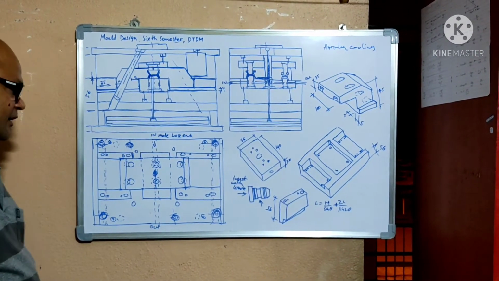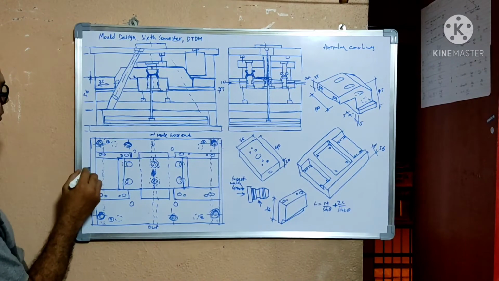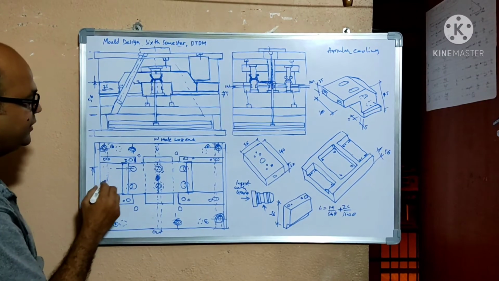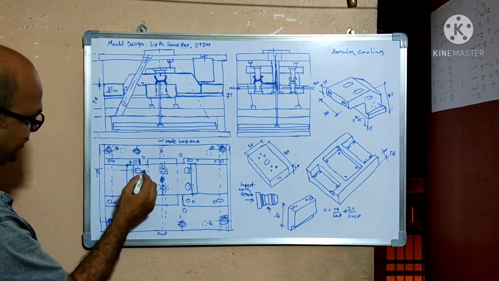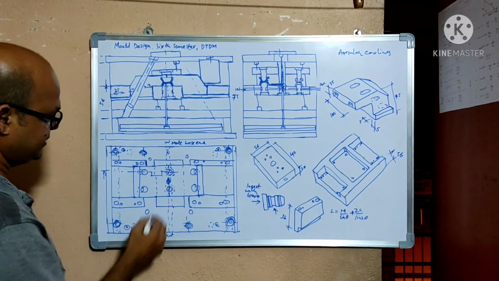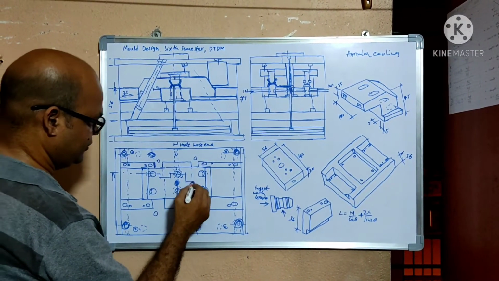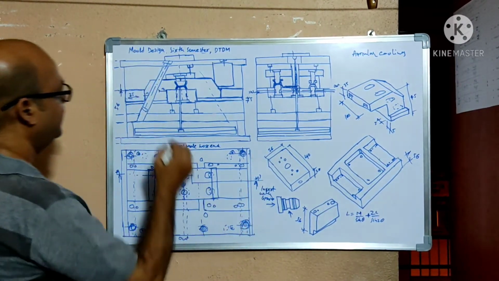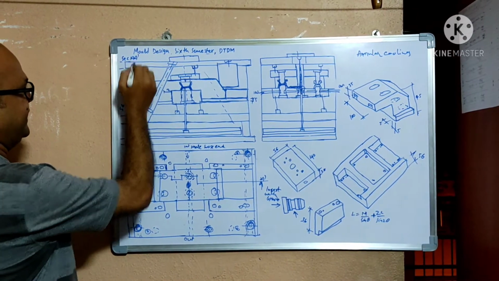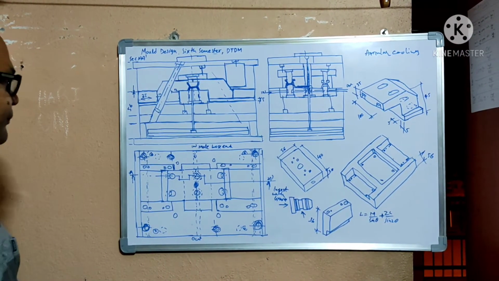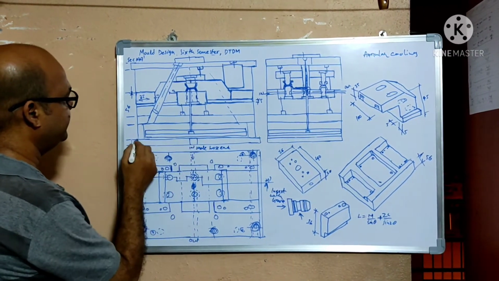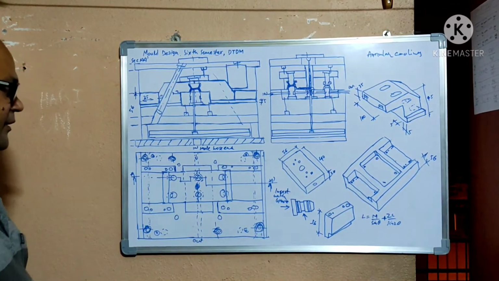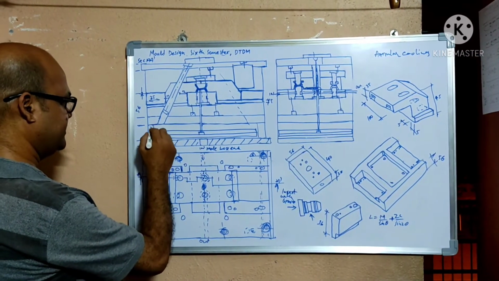Again, coming to the point of hatching, coming to the point of sectioning, you have to show the section here, go here, and come to this side. This one is section A and section A dash. Accordingly hatching is done. With this you have to hatch the spacers.